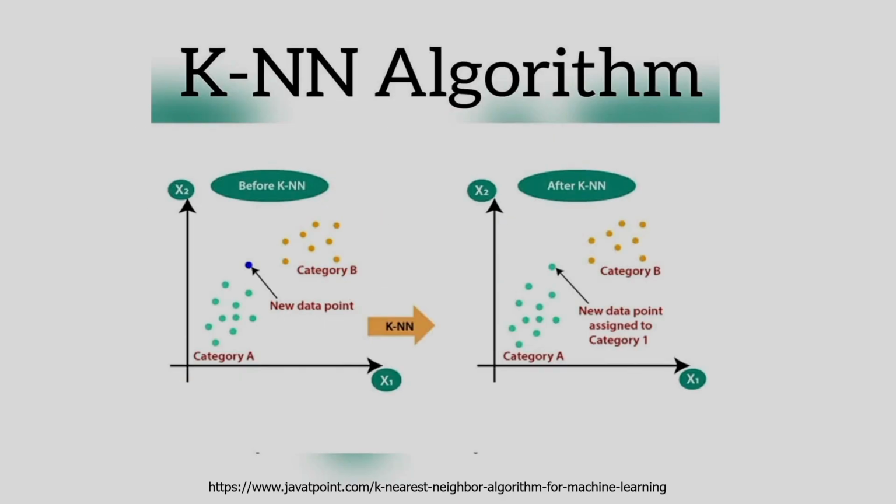This process, the kn nearest neighbor algorithm, that is the classification algorithm, I can show pictorially like this. Suppose I want to classify a new data point. So a new data point is this, and I have two classes, category A and category B, and this is before k nearest neighbor. After this, based on the minimum distance, the new data point is assigned to class A, that is category 1. So this is the k nearest neighbor algorithm.